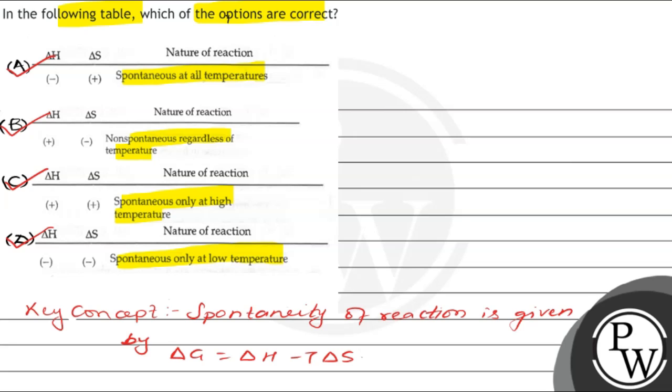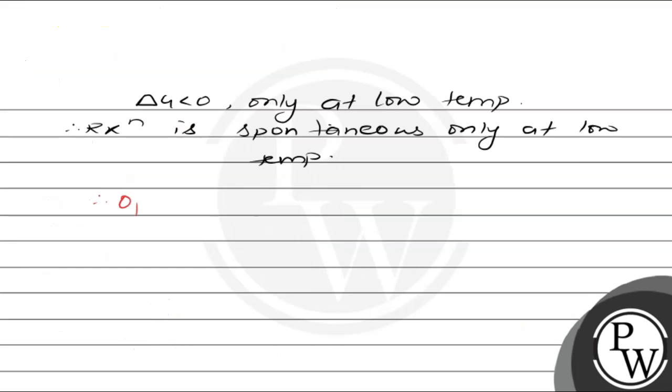This means all the four options A, B, C and D are correct. So options A, B, C and D are correct.